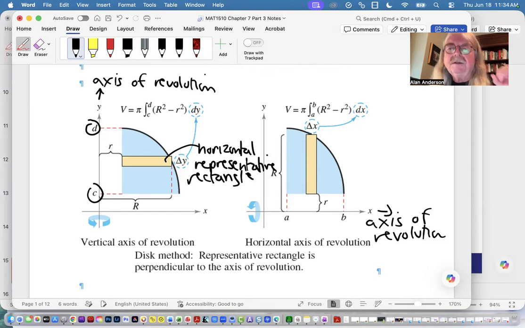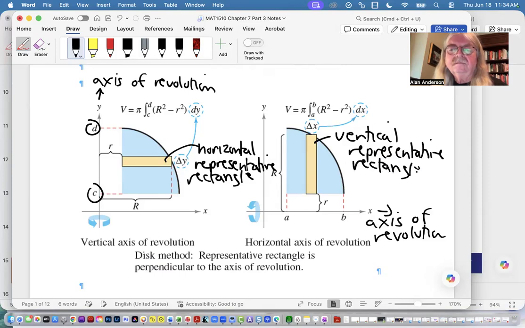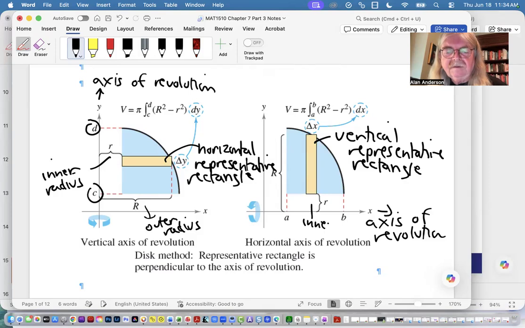So you notice how the representative rectangle has a width of delta x, because it's with respect to the horizontal axis around which we're now going to rotate it. And also, just a quick reminder, with this one, we're looking at capital R, which is the outer radius, and little r, which is the inner radius. And over here, the inner radius is here, and here's the outer radius.